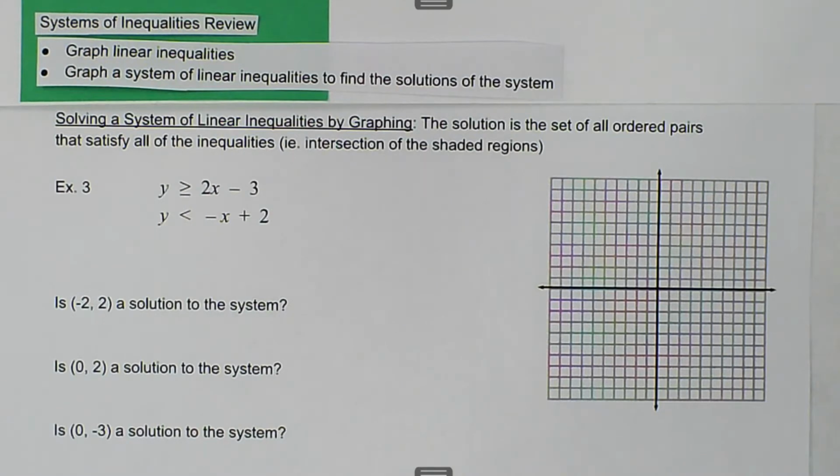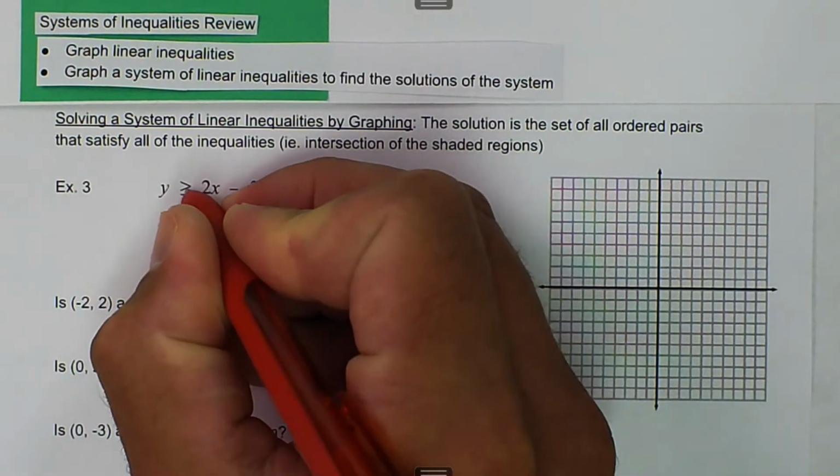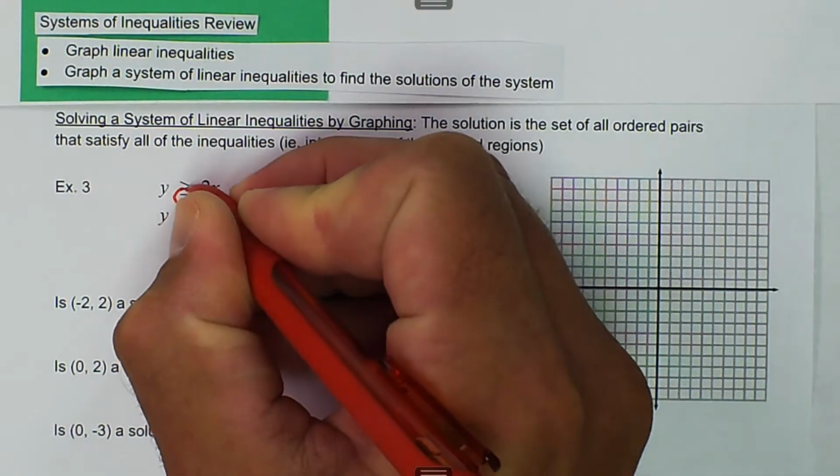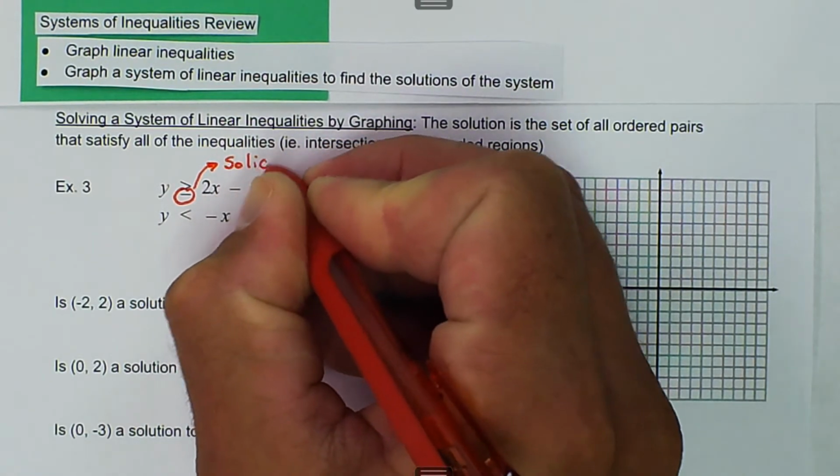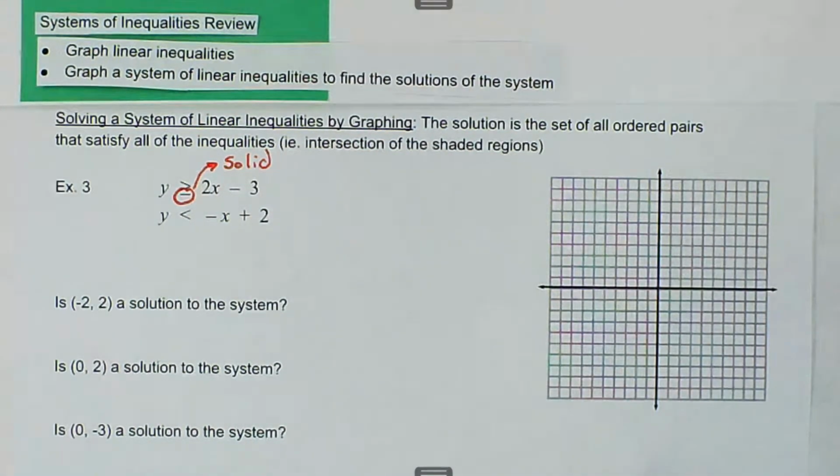So in order to do this, the first thing we want to do is graph the lines. So here, the first one we have is y is greater than or equal to 2x minus 3. So this equal to at the bottom means that we're going to have a solid line when we graph it. So we've got to remember to make sure that that's solid.